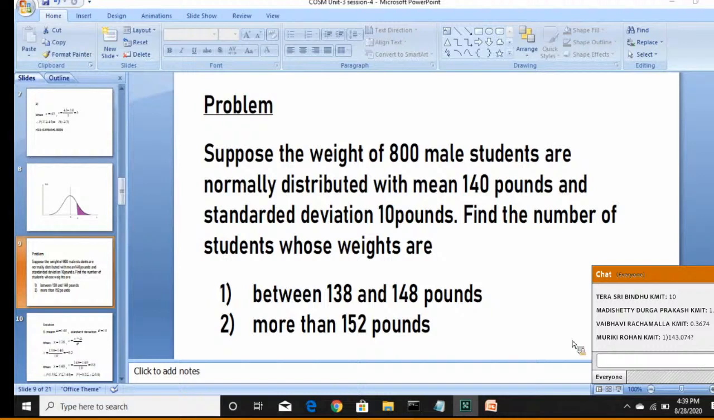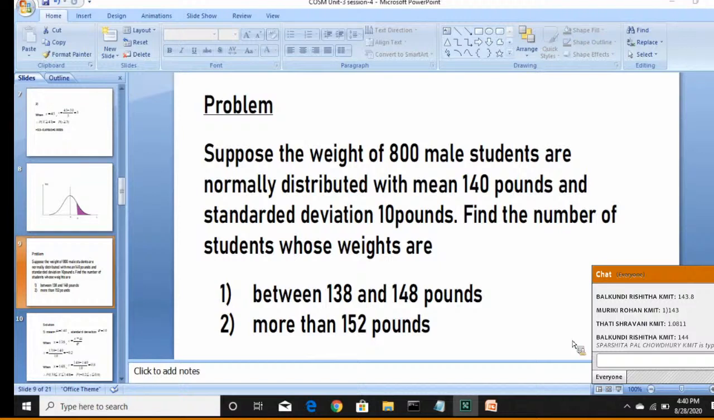Vaibhavi got 0.3674. Different answers I am getting. Okay. Now, Rohan has written some decimal. 143 point decimal, number of students comes, decimal will not come. Answer is correct or not, we will check. First of all, decimal will not come. Hariharan also, sorry, that is probability only. Only Rohan has written 143. The remaining all are writing probability. Rishida, it will be a whole number.